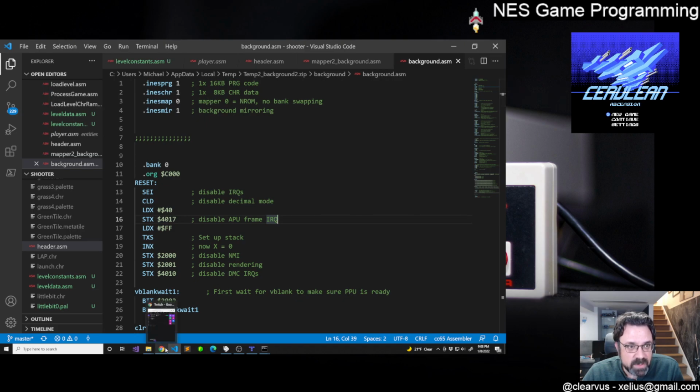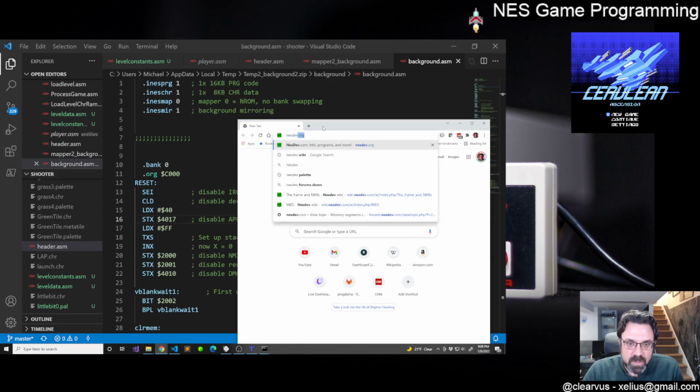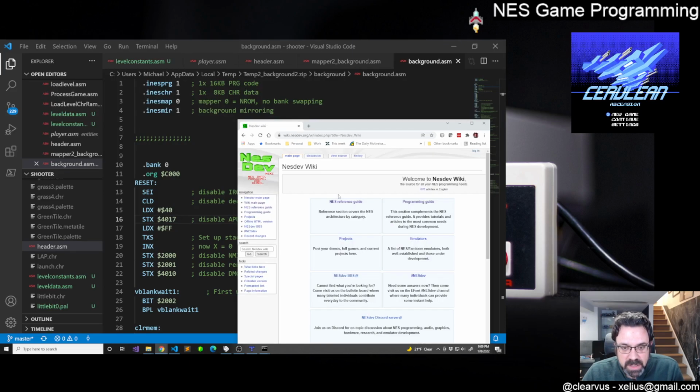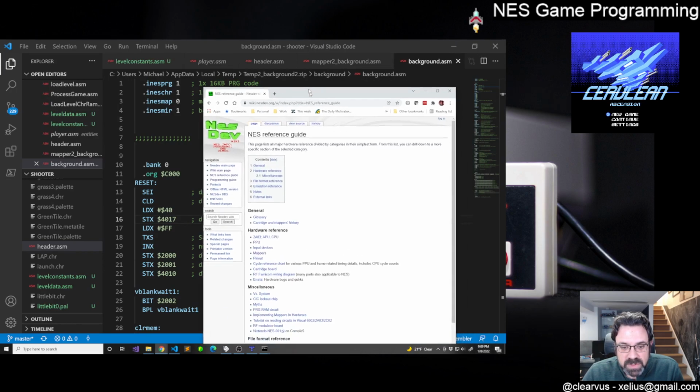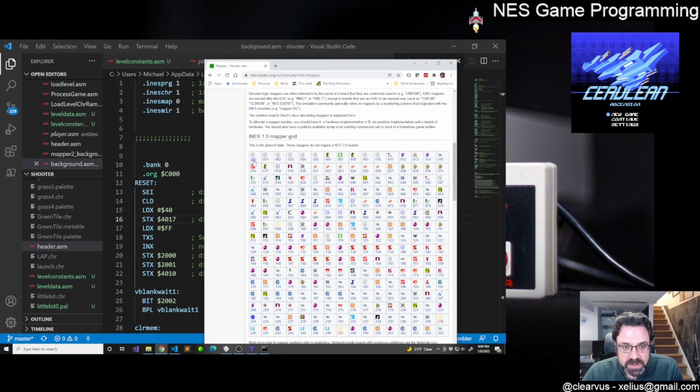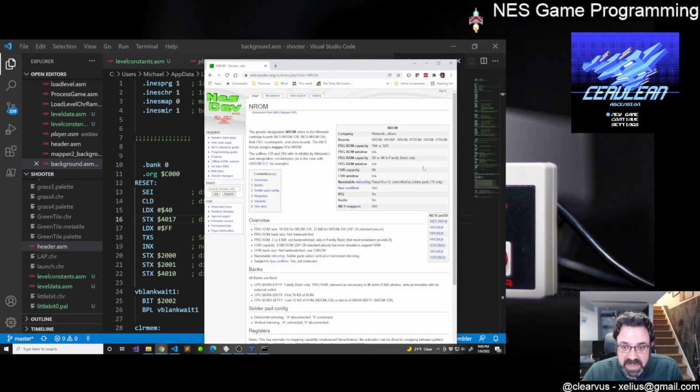Now, if we go back to the NES Wiki for a moment, what we'll see is that the main difference between Mapper 0 and Mapper 2 is the ability to address more storage. I believe that's the major difference. So you can see that the capacity for NROM, which is Mapper 0, is either 16 or 32K for the program ROM, and then for the character ROM, it's just 8K.